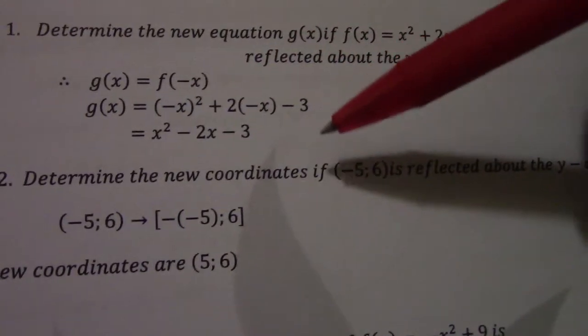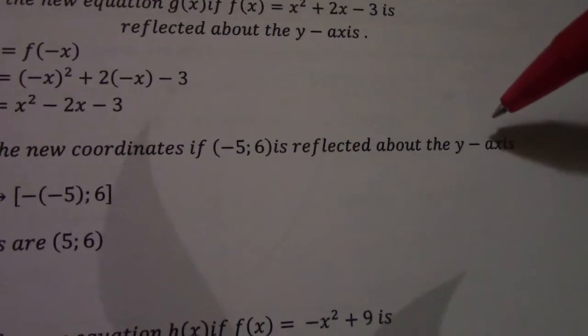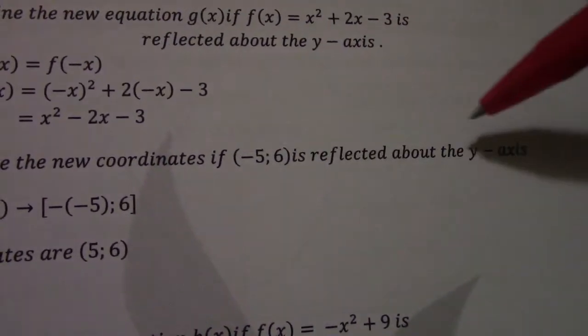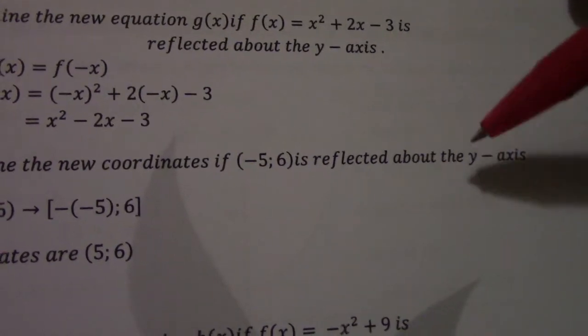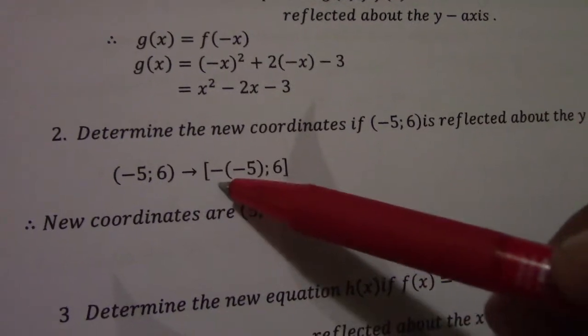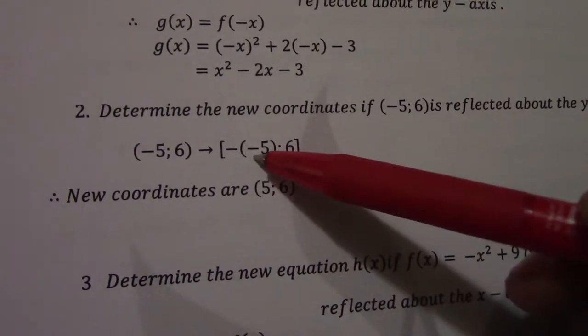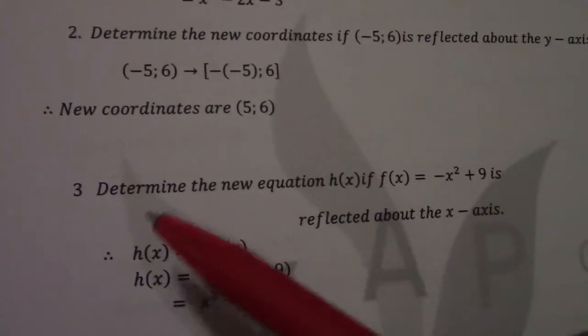Number 2, determine the new coordinates if minus 5 and 6 is reflected about the y-axis. So that coordinate is reflected about the y-axis. The x value must change. So I can say minus 5 and 6 would tend to negative 5 and 6. So my new coordinates, negative times negative, positive 5 and 6.